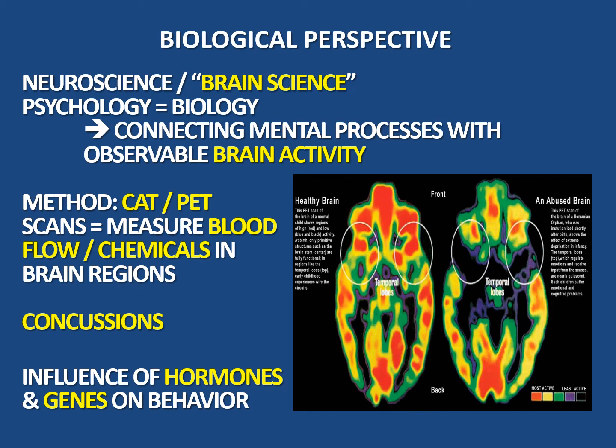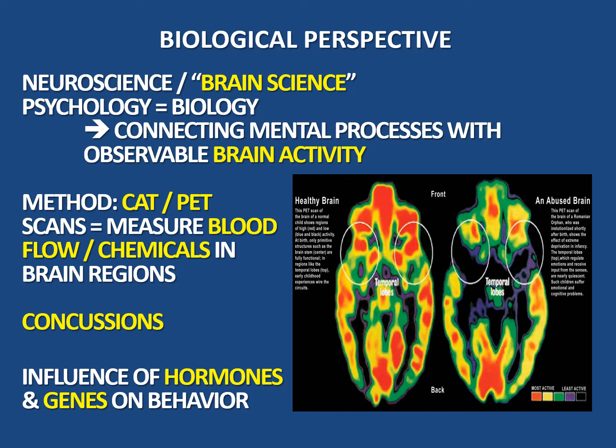And because we have CAT and PET scans now, we can measure blood flow or chemicals in different brain regions, and therefore we can track what's happening when people are engaging in different activities and really make these mental processes manifest and bring them to the surface. So here on the right, you see one brain scan, usually compared side by side, a healthy brain alongside an abused brain, so someone that experienced deprivation or went through physical or emotional abuse as a child.